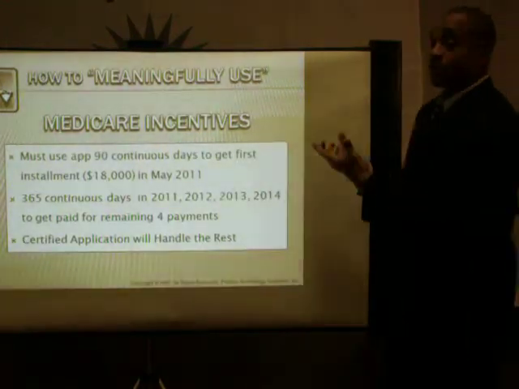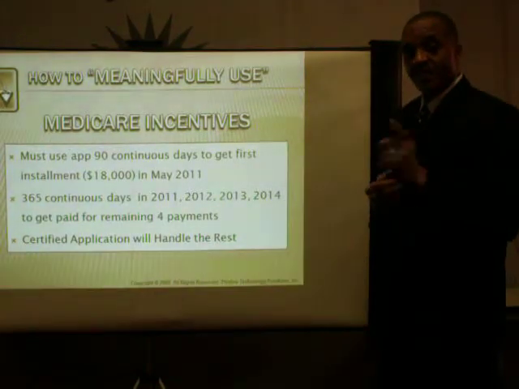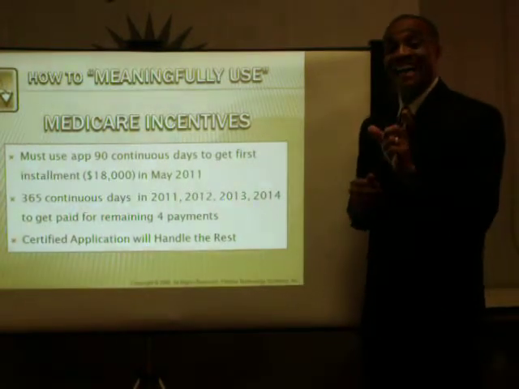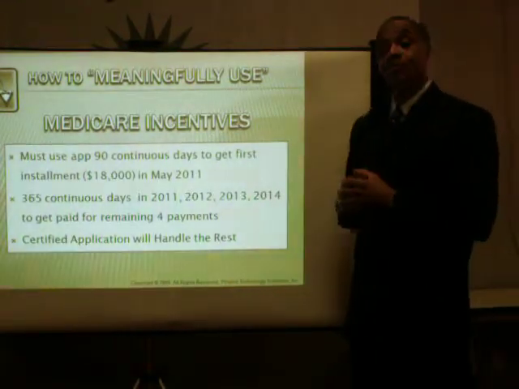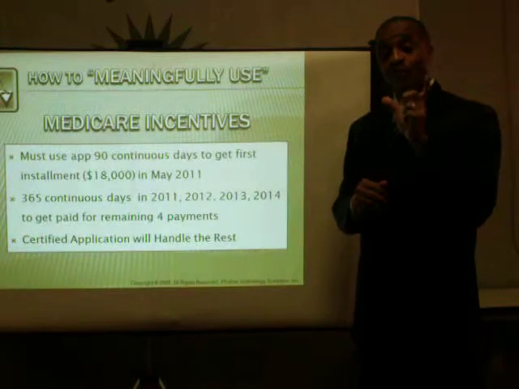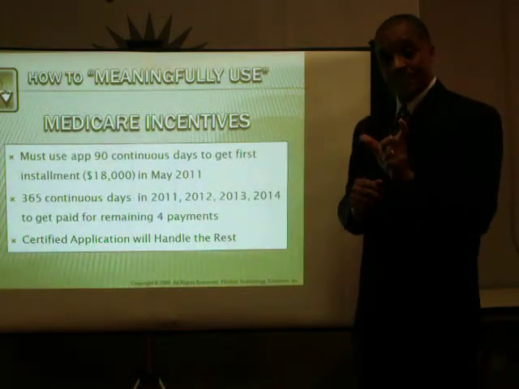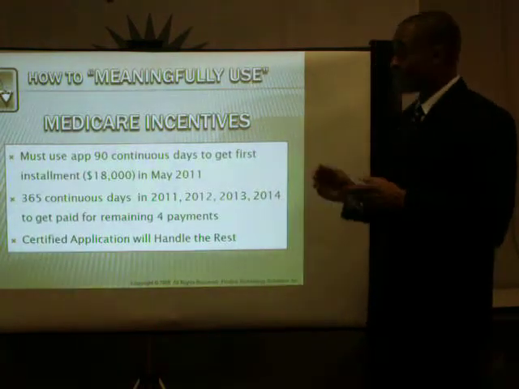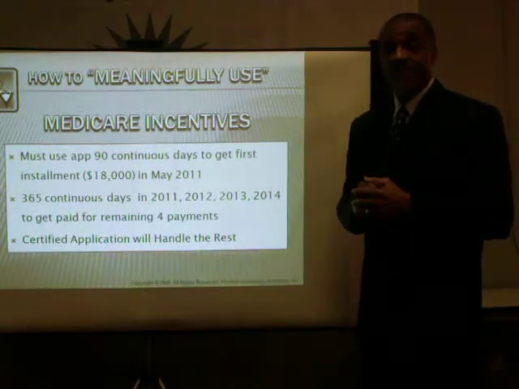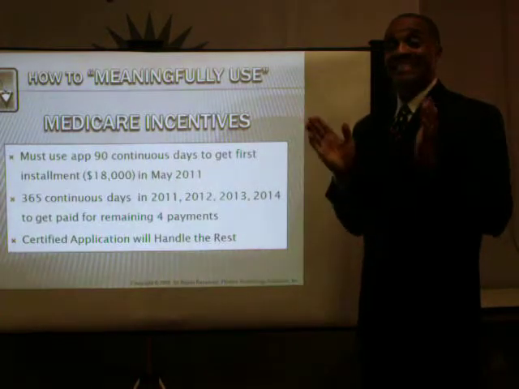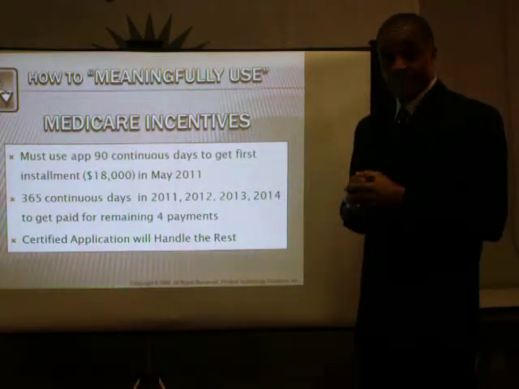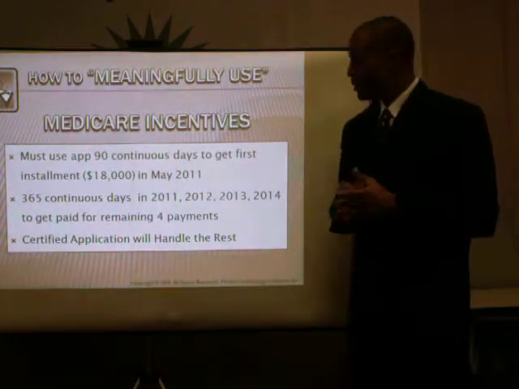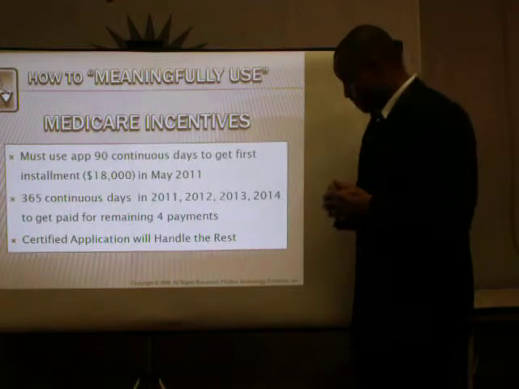Now, in order to receive these Medicare incentives for phase 1, you must use the application for 90 continuous days. Those reports that you run will be run over a 90 continuous day period. That's how you qualify for the $18,000. For the additional monies, you're going to have to use the application for the entire calendar year. And if you have a certified solution, any other requirements will be taken care of by the application.